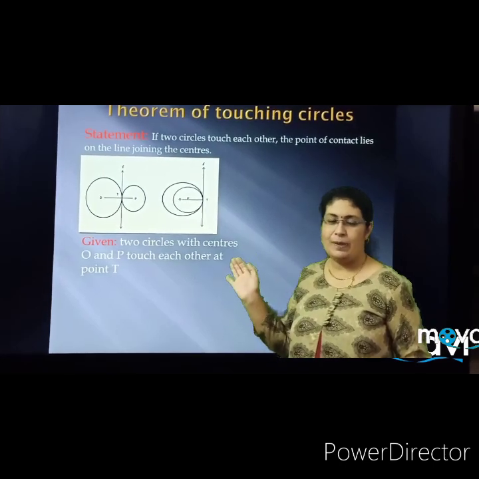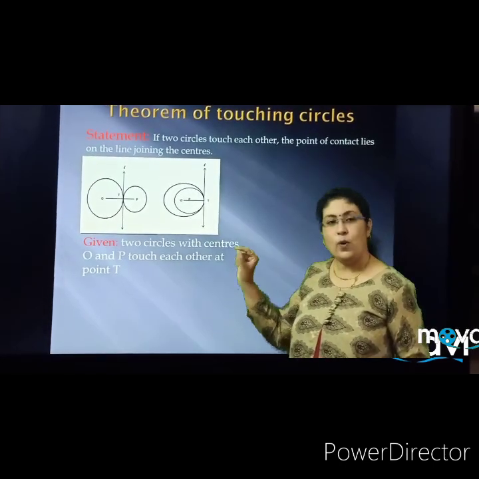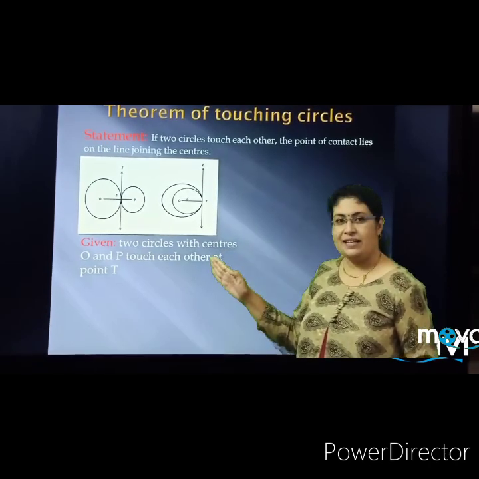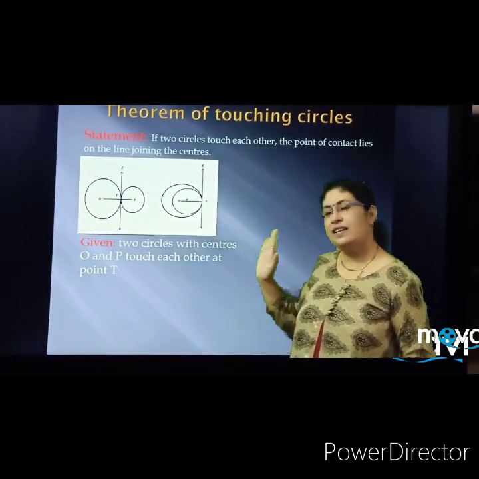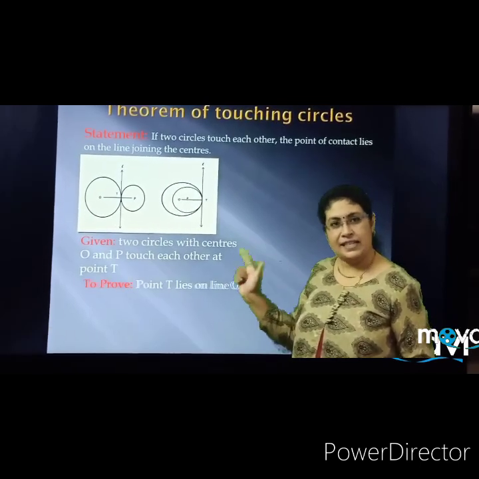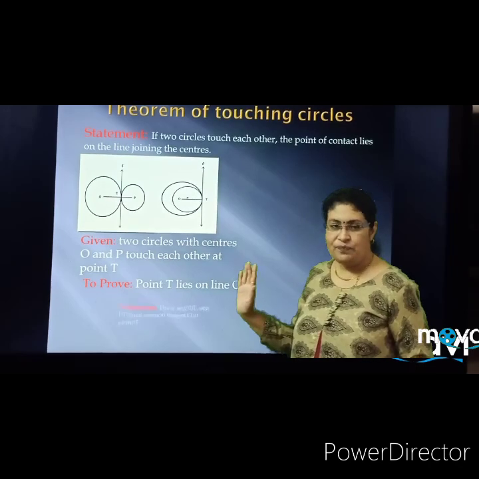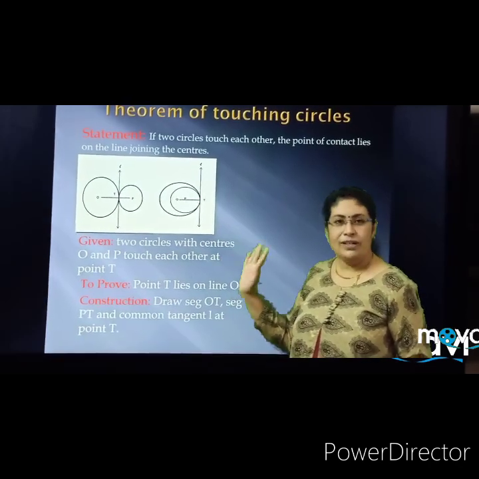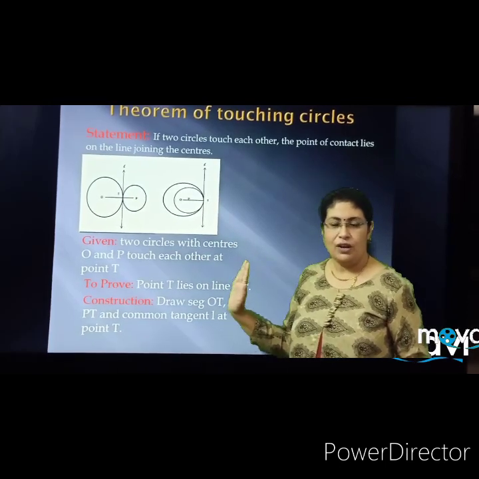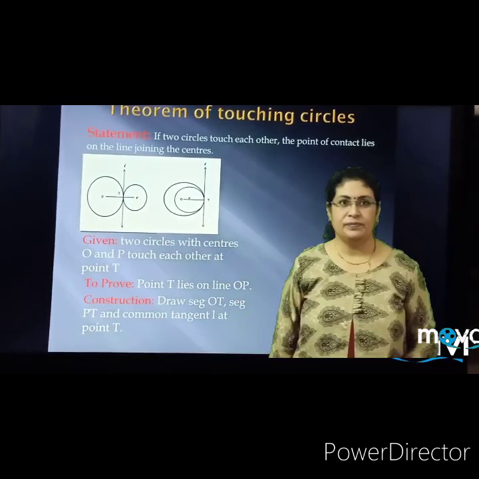As I told you while explaining the statement, we need to join OT and PT. Whether the circles are touching externally or internally, we need to join those lines. And there is one line, the tangent line L, which is common to both circles. So now let us write down the proof.